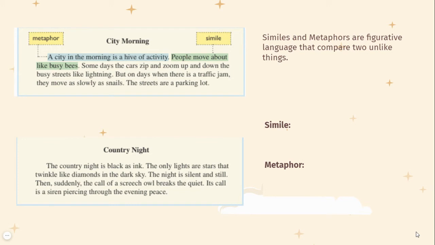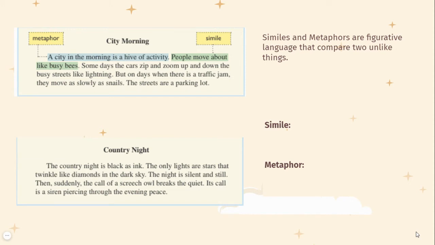Let's read the third sentence. Some days the cars zip and zoom up and down the busy streets like lightning. What does the simile compare cars to in this sentence? Lightning. What does this tell you about the cars? They are moving fast. Let's read the last two sentences. But on days when there is a traffic jam, they move as slowly as snails. The streets are a parking lot.